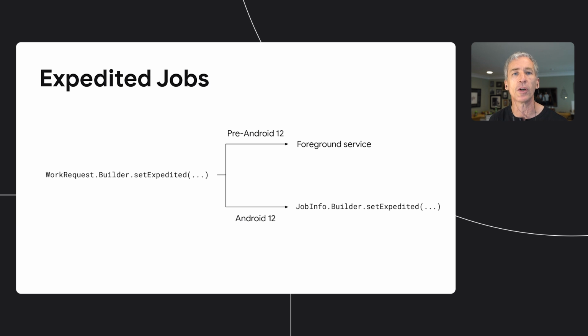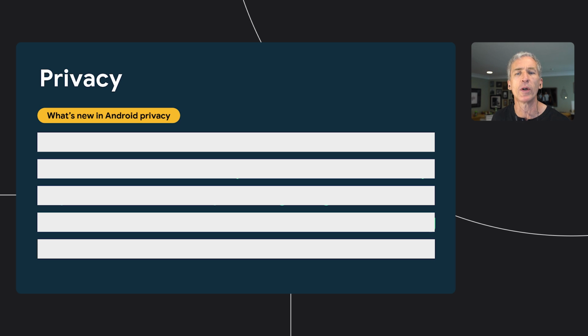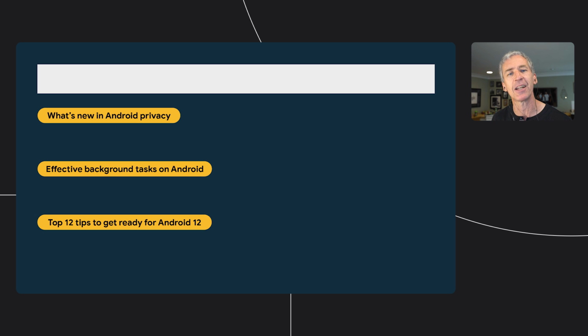Otherwise, on previous releases, it will do what you were probably doing anyway, which is to create the Foreground service that you need. So very important for privacy, you should check out the following talks that are at I/O: What's New in Android Privacy, Effective Background Tasks on Android, as well as Top 12 Tips to Get Ready for Android 12. What alliteration they're having in these talks.